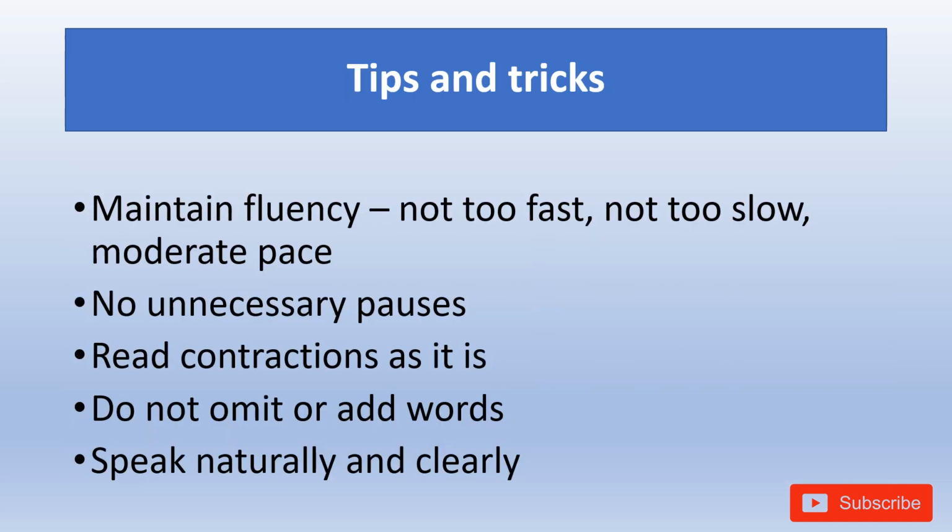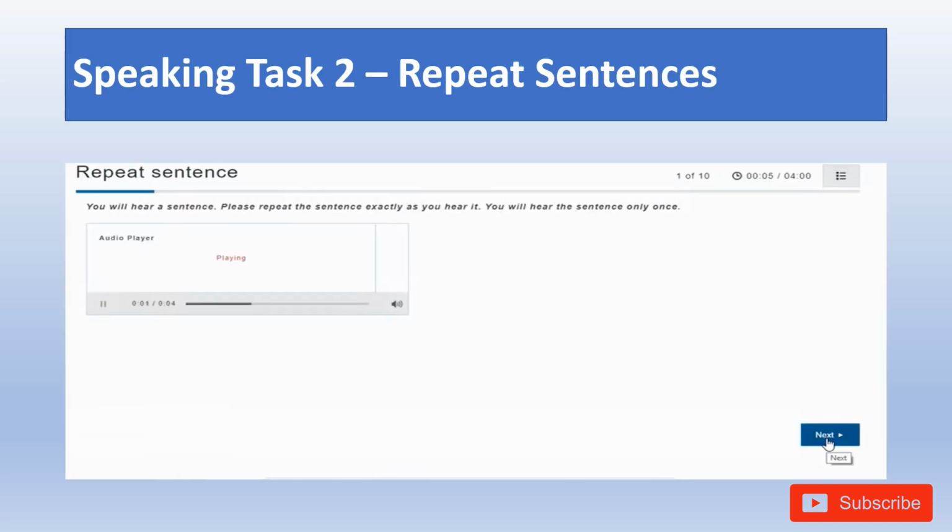Here are some tips and tricks for read aloud. Maintain fluency, not too fast, not too slow. Speak at a moderate pace. No unnecessary pauses. Read contractions as they are. Do not omit or add words. Speak naturally and clearly. Now the next task comes: repeat sentence. The very important task.